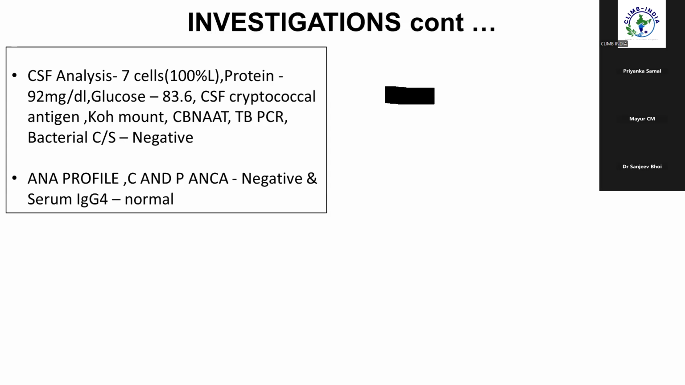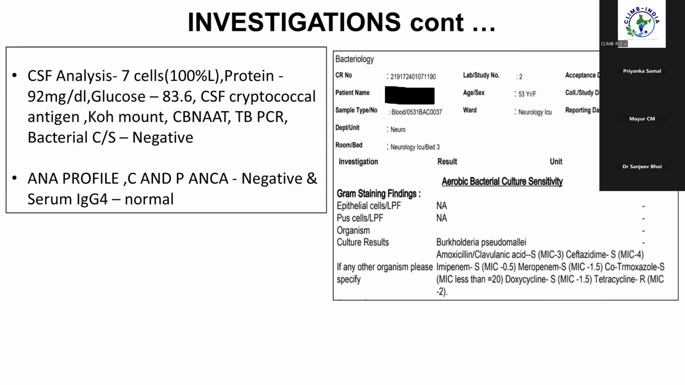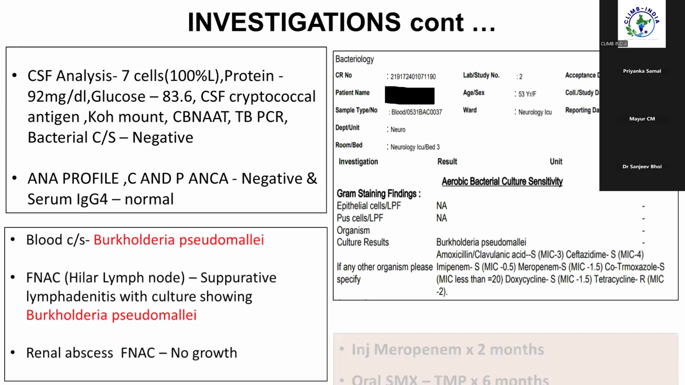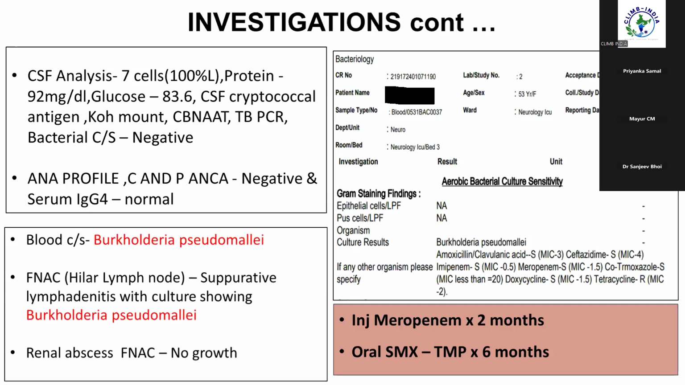Then the second blood culture and also aspirations from the necrotic hilar lymph nodes and pretracheal lymph nodes showed the growth of Burkholderia pseudomallei once again, but the renal abscess fluid did not show any growth. So this patient received intensive phase therapy of meropenem for 2 months in hospital itself, and thereafter she was given maintenance therapy of cotrimoxazole for 6 months.